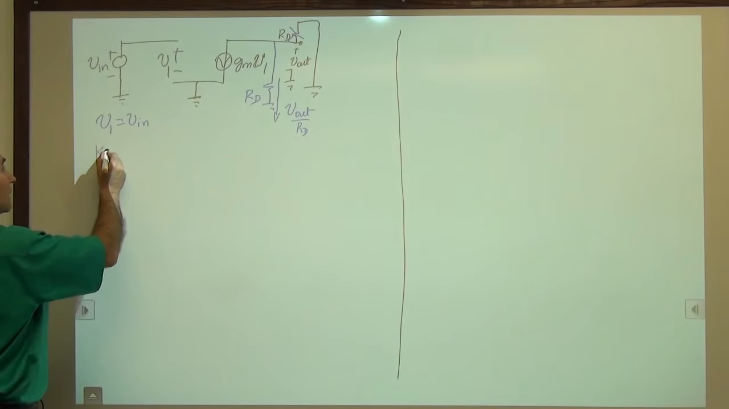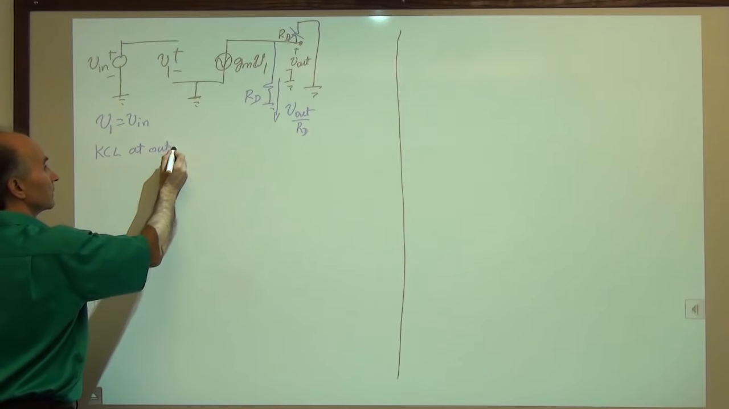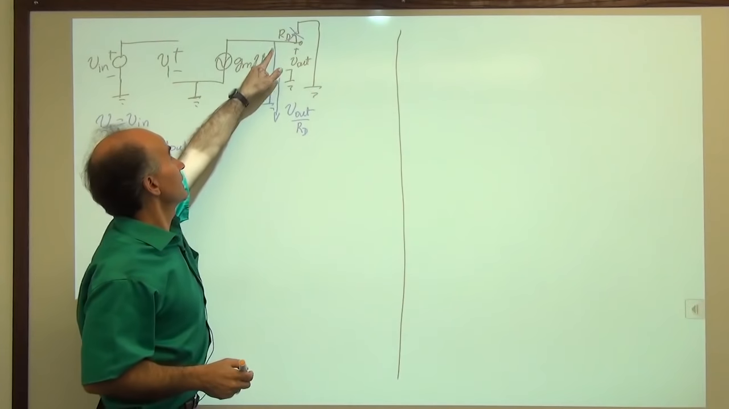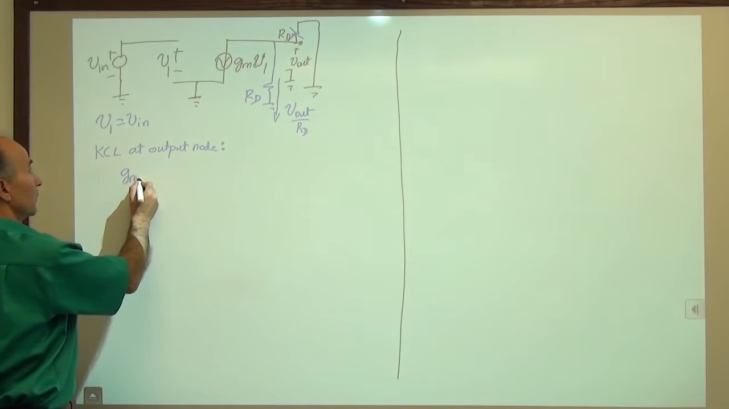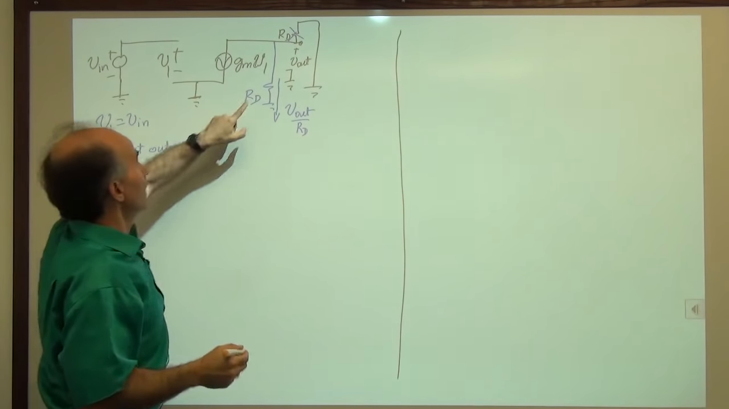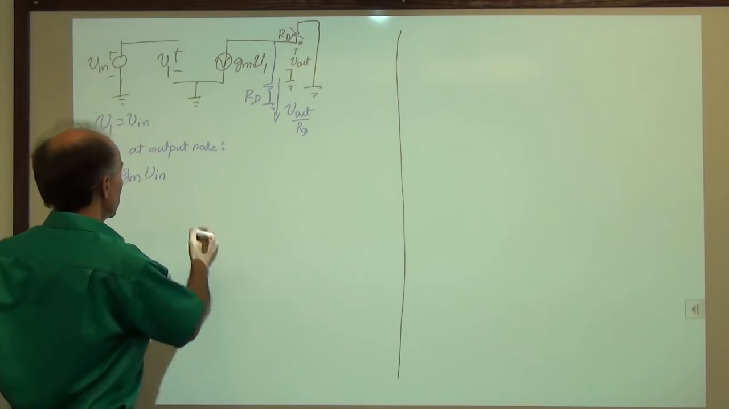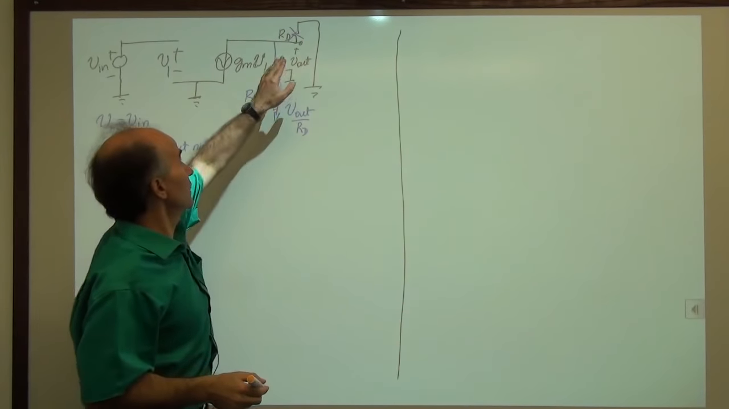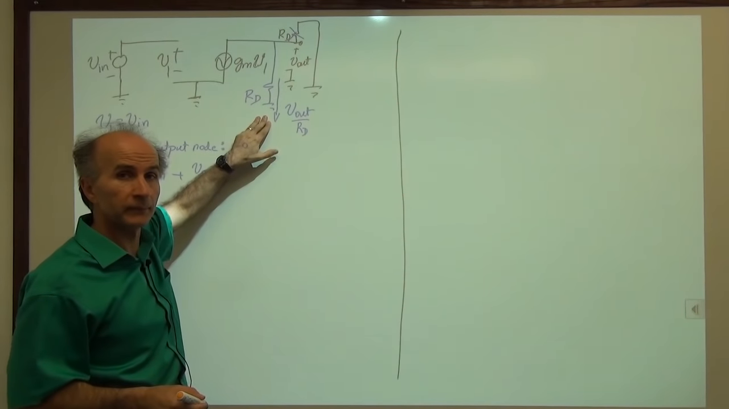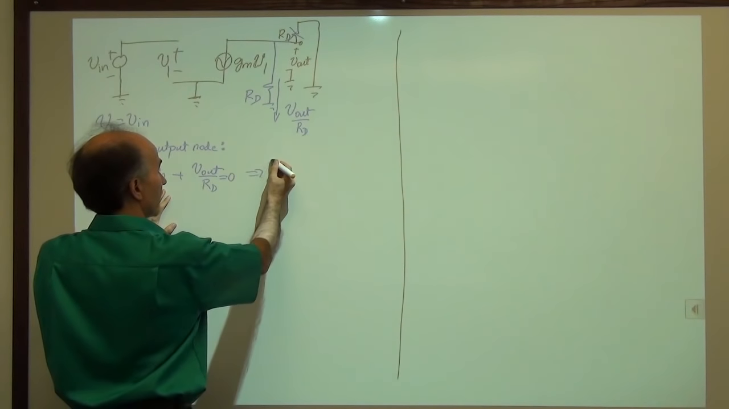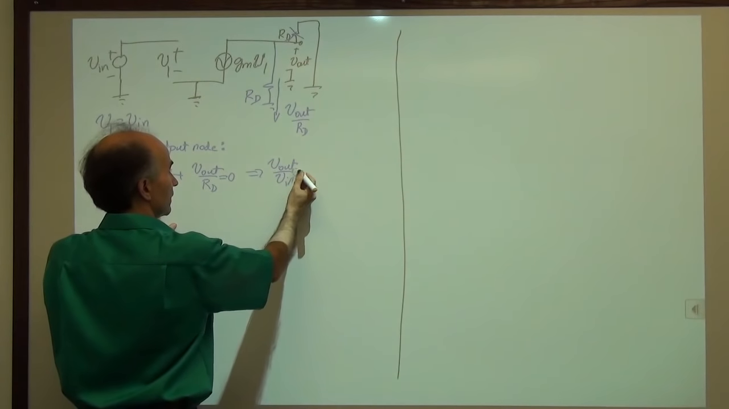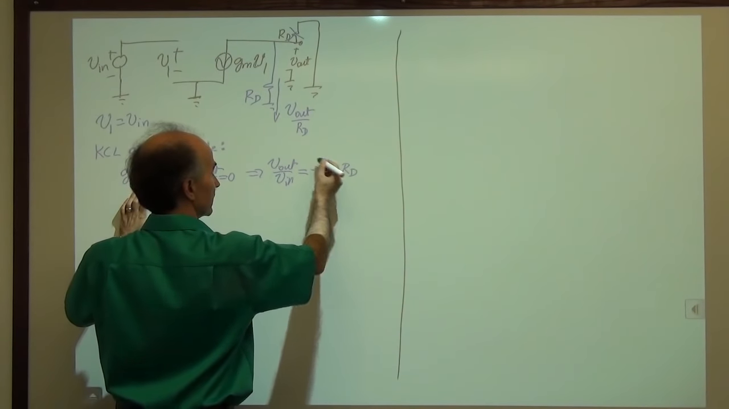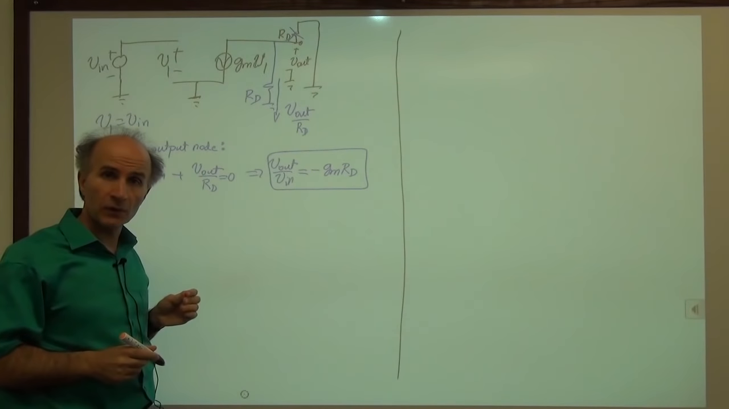Now I can write a KCL at this node. So let's write a KCL at the output node. We have only two currents flowing from the output node. One is this guy, GMV1, which is the same as GMVin. And then another one flowing this way. And these two have to add up to zero. So plus Vout over RD must be zero. There's nothing else, right? Because we took that out and placed it over here. So what does this tell me? It tells me that Vout over Vin is equal to, it goes to the other side, multiplied by RD, we have minus GM RD. So that is the voltage gain of the simple common source topology that we have seen.